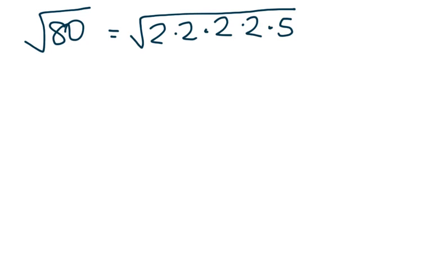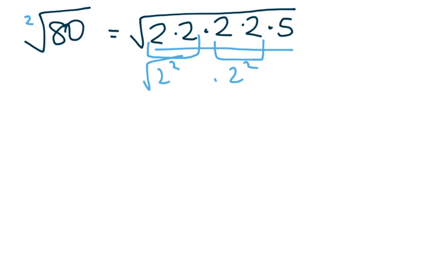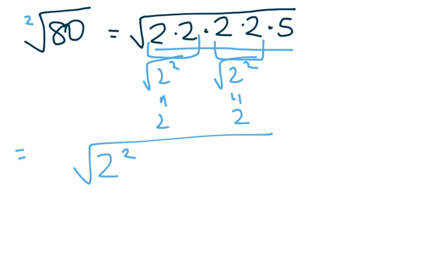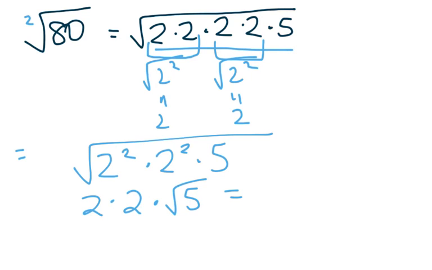Square root of 80, we prime factor out 80. Since I'm taking the square root, here I have 2 to the second power and another set of 2 to the second power, right? 2 squared, and the square root of that is just equal to 2. So this is the same as saying 2 squared times 2 squared times 5. And if you take the root of 2 squared, you end up with 2, times 2 again, times the square root of 5. So the square root of 80 is the same as 4 root 5.